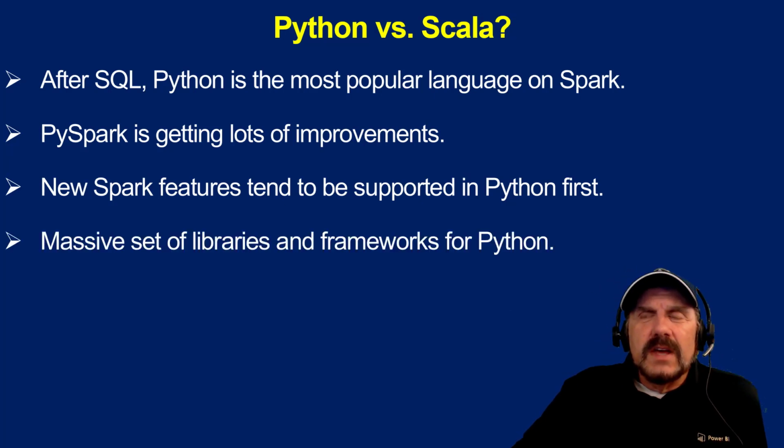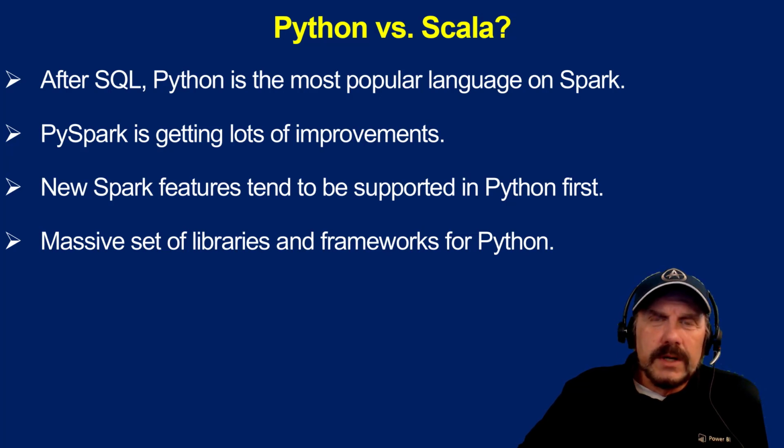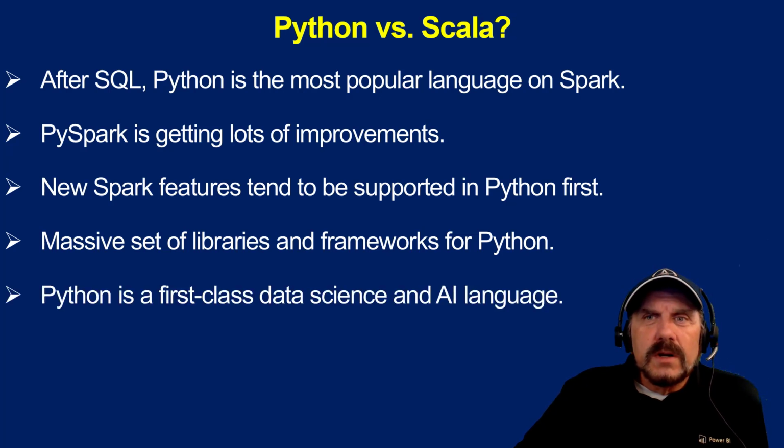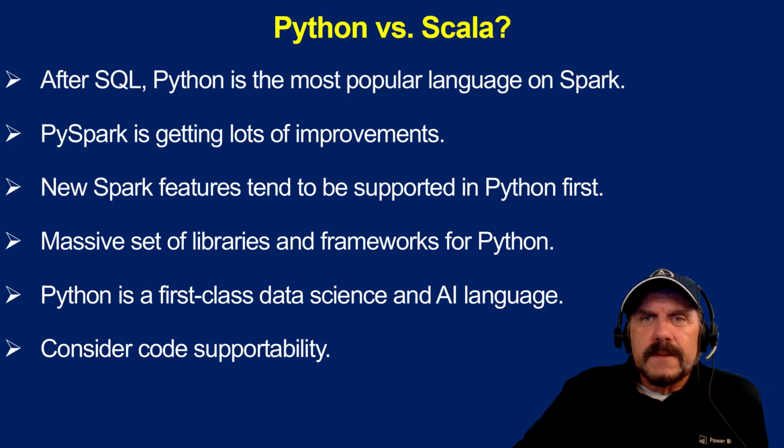There's a massive set of libraries and frameworks for Python. If you work with Python, then you already know this, right? There's just thousands and thousands of really useful libraries across the board. And most importantly, many of those libraries are focused on data science and AI: visualization libraries, model training libraries, all kinds of things to manipulate data and do data engineering work, etc. It's all there. So Python has become, I think, the de facto language for data science.